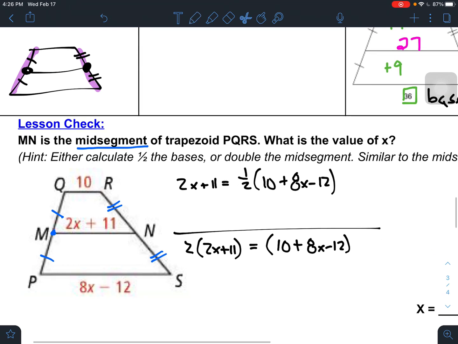I actually prefer, in this example, the second one here. That way you're not dealing with fractions. Sometimes you might deal with fractional numbers because of taking the half of the other values. Doesn't happen all the time, but it could. Instead, double the midsegment and it'll come out to the same solution.